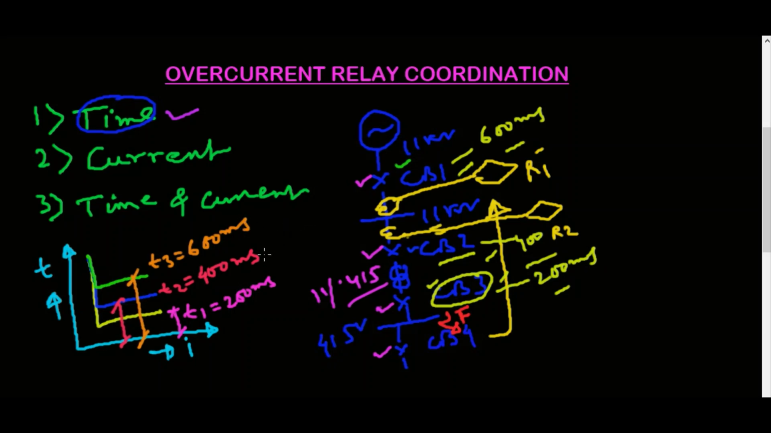So at time t1 equal to 200 millisecond, this CB3 will trip in case of fault at the 415 volt bus. Then CB2 is the backup protective device which will operate at 400 millisecond, and the next backup protection is CB1 that will trip at 600 millisecond. Okay, that's fine.